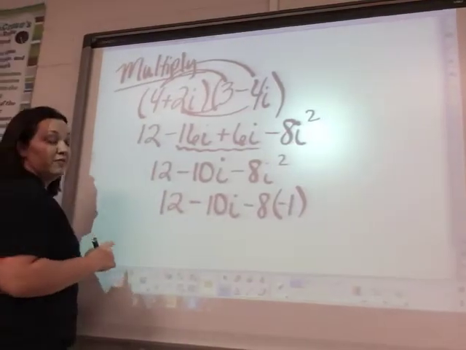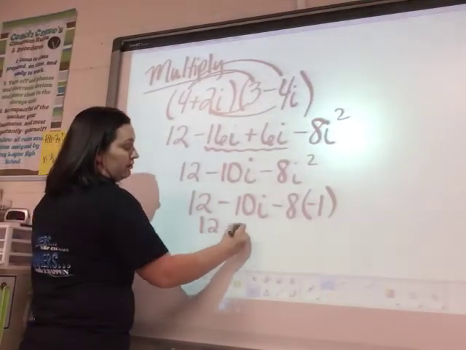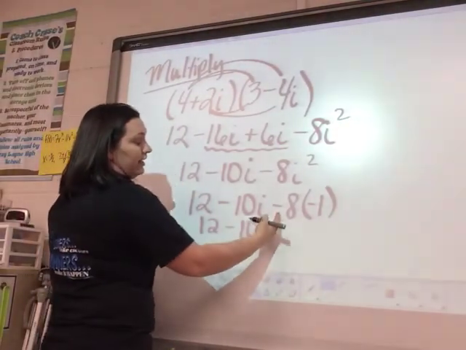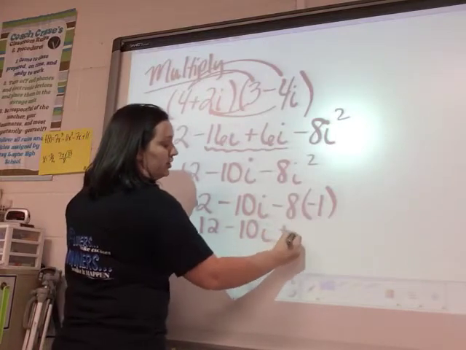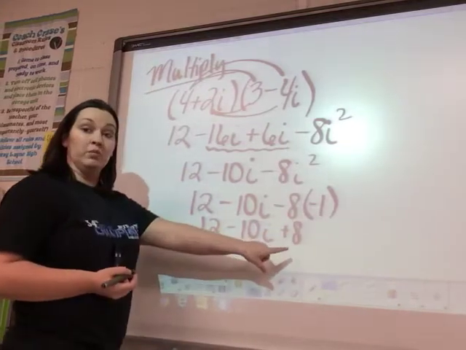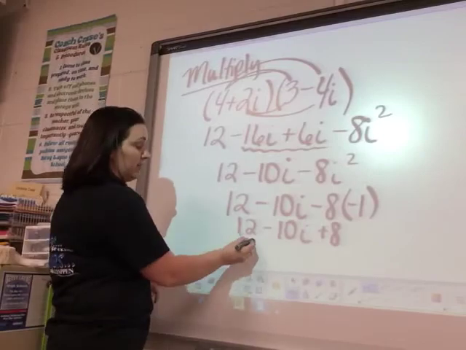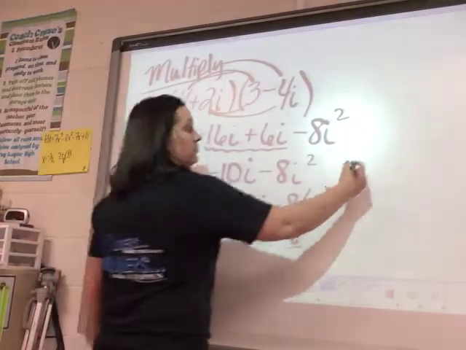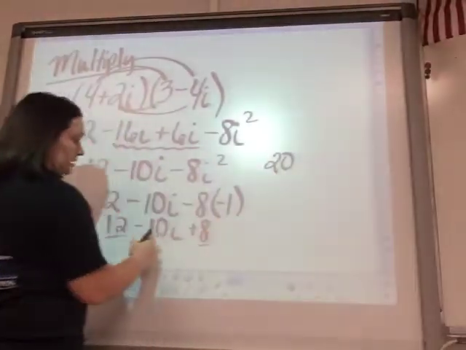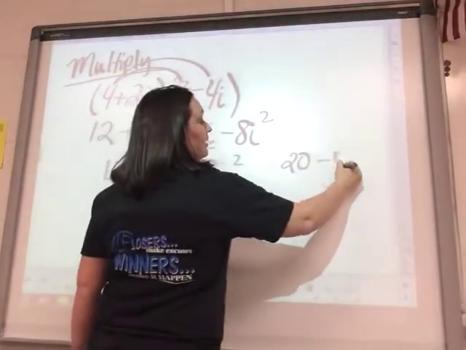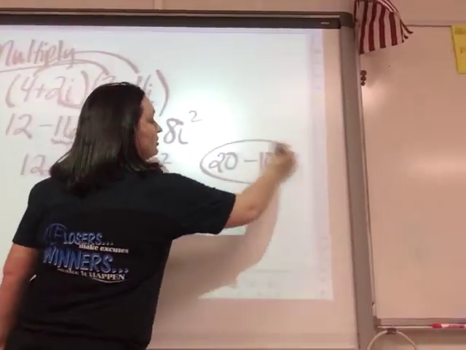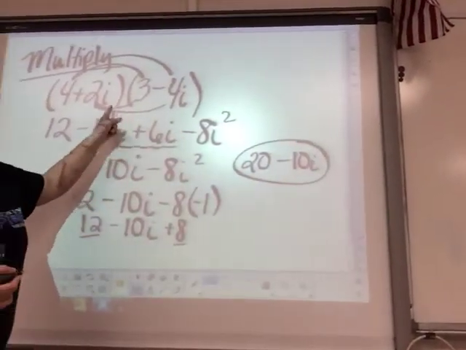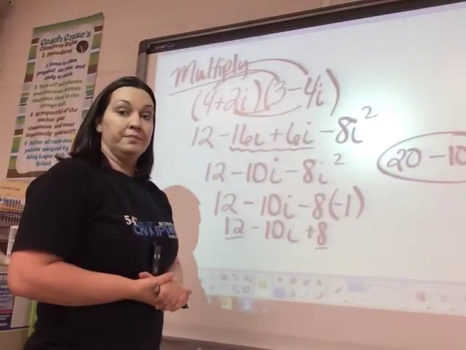Let's finish this problem up first. 12 minus 10i, negative 8 times negative 1 makes a positive 8, which turns this into a real number, which is very important, because now we have 12 and 8, which are both real. 12 plus 8 makes 20 minus 10i, and that's the answer to this multiplication complex problem.